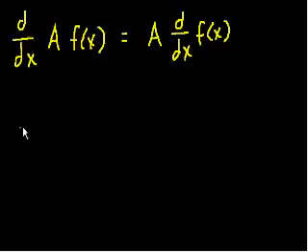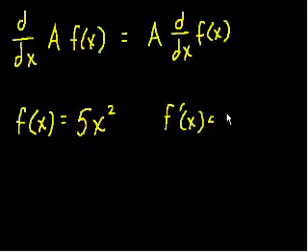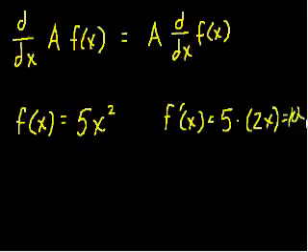What does that tell us? Let's say I had f of x is equal to, and this only works with constants, f of x is equal to 5x squared. Well, this is the same thing as 5 times x squared. I know I'm stating the obvious. So we can just say that the derivative of this is just 5 times the derivative of x squared. So f prime of x is equal to 5 times, and what's the derivative of x squared? It's 2x. So it equals 10x.